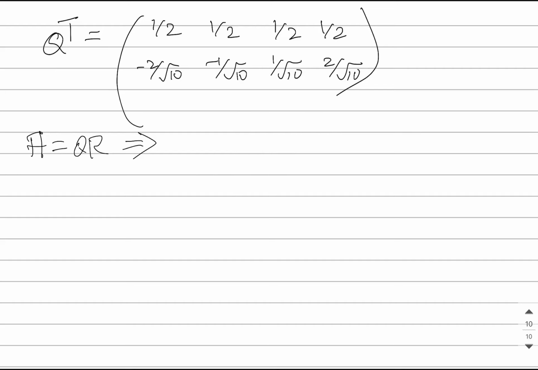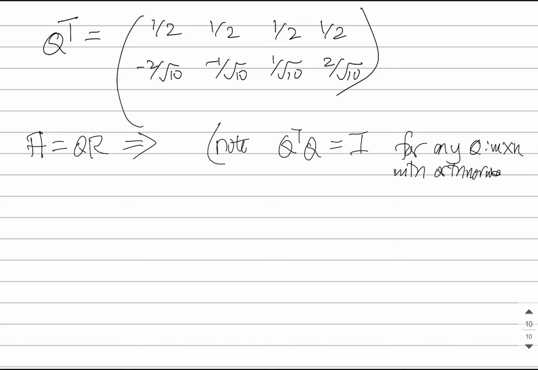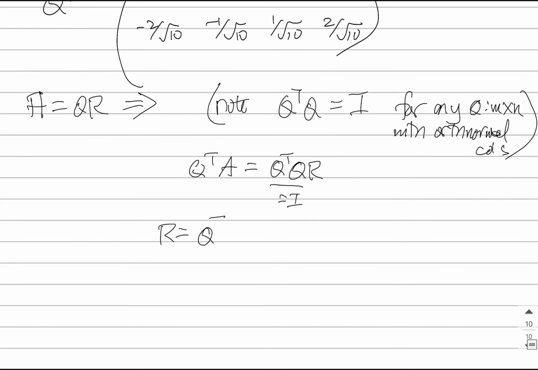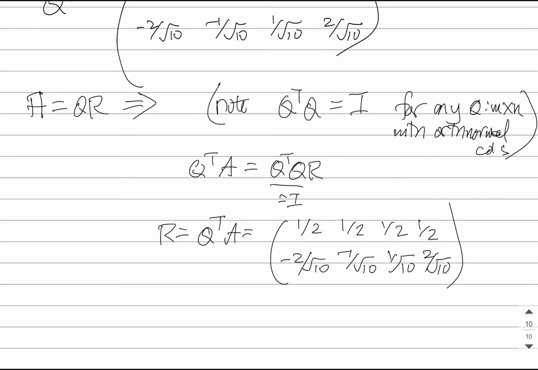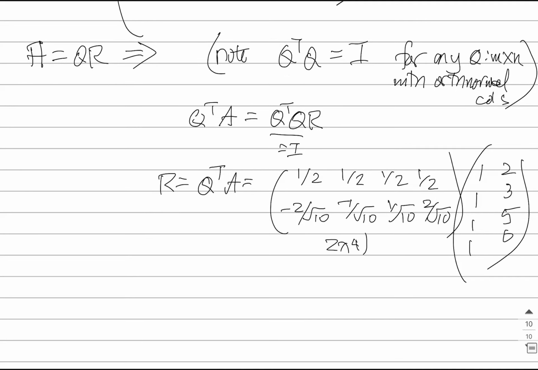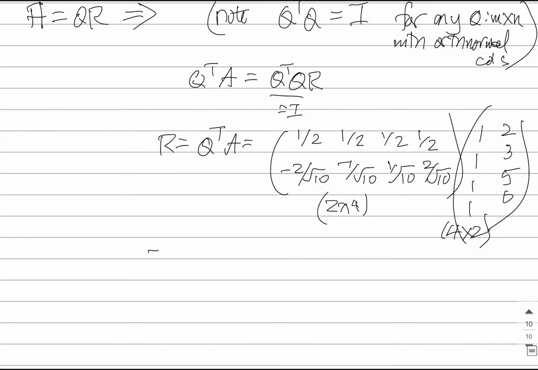Another way to think of it, again, you might say, well, hold on. How can you do that if your matrix isn't square? There is a property of matrices with orthonormal columns: for any Q that's m by n with orthonormal columns, Q transpose Q is the identity. And so if I hit both sides by Q transpose, R is going to be Q transpose A. So I will take 1/2, 1/2, 1/2, 1/2, negative 2 over root 10, negative 1 over root 10, 1 over root 10, 2 over root 10. I will take my original matrix, put it here. This is a 2 by 4. This is a 4 by 2. I'm going to have to end up with a 2 by 2 matrix.